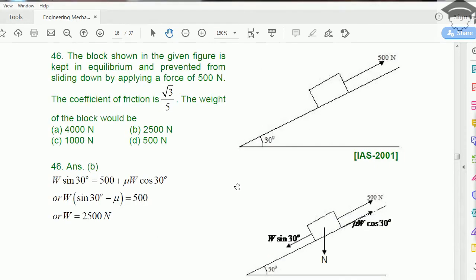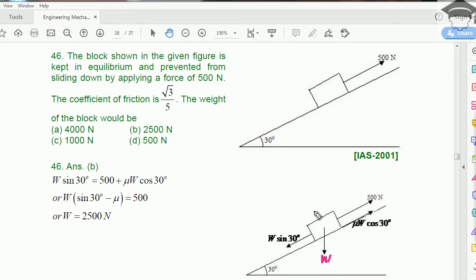So now we move on to a friction question. Generally most of the questions you will get are similar to this: a body is on an inclined surface and we have to find one or the other value. Here we have to find the weight of the block. It is kept in equilibrium and prevented from sliding down by a force of 500 Newton. So this 500 Newton is an equilibrium force balancing the sliding of the block downwards.